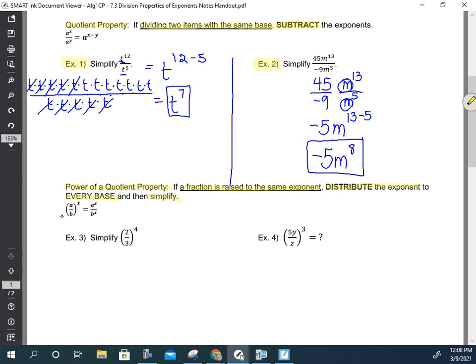So 2/3 raised to the 4th power means the 2 and the 3 will be raised to the 4th power. Now, of course, you need to work it out. If you need to use a calculator, you can use your phone if you need to, unless you have a calculator.